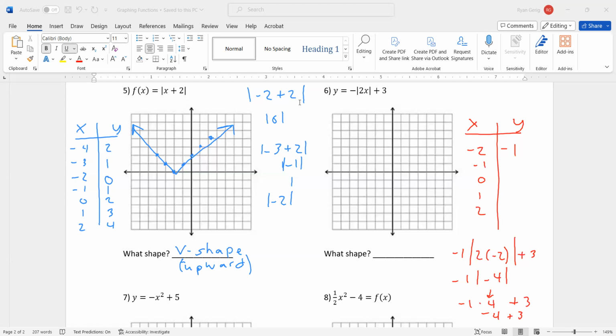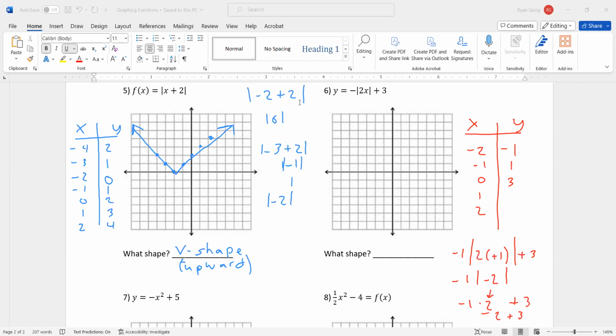All right, let's do -1 now. Notice how I'm erasing certain things there because I know what's going to happen. I know that the only thing that's going to change is this number. So -1, 2 times -1 is -2. The absolute value of -2 is 2. -1 times 2 is -2. Plus 3 is 1. 0 you should be able to do in your head. 2 times 0 is 0. Absolute value is 0. Times -1 is still 0. Plus 3 is 3.